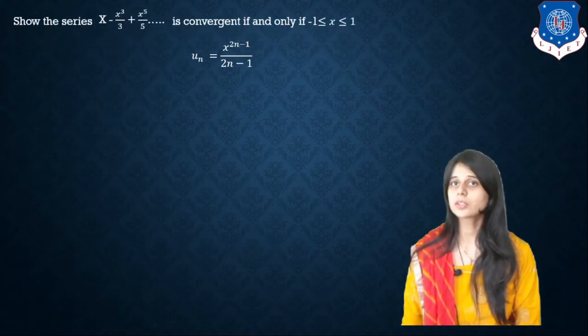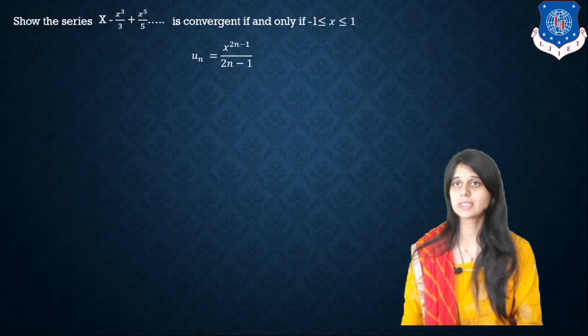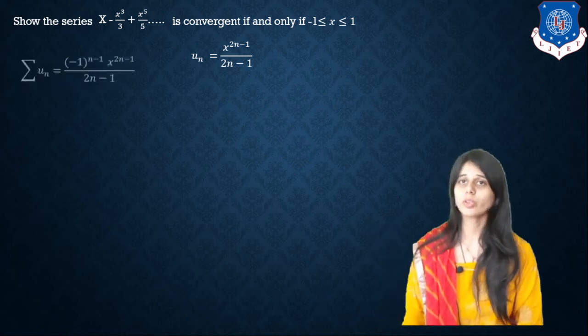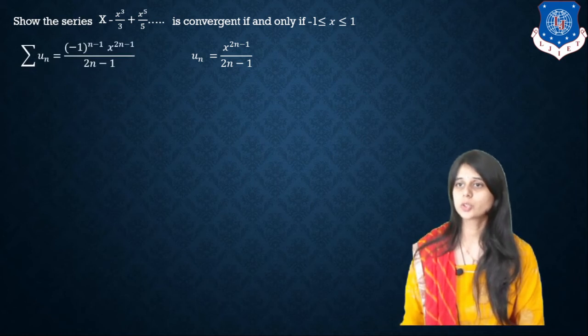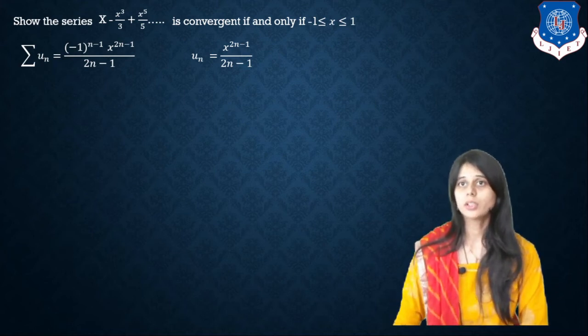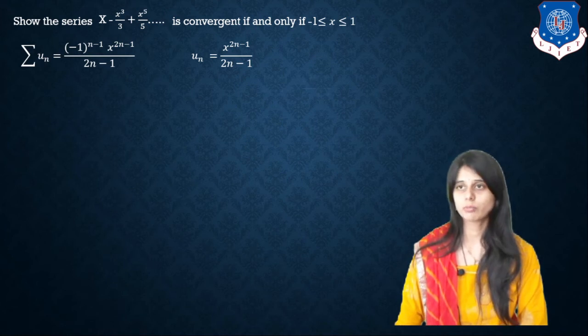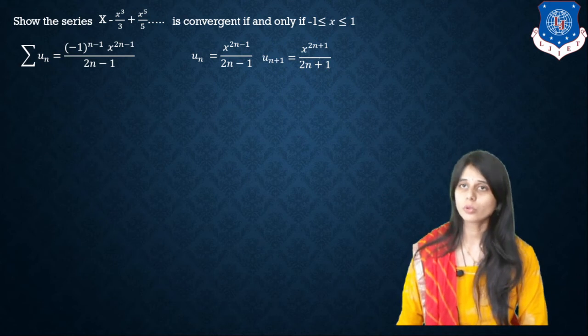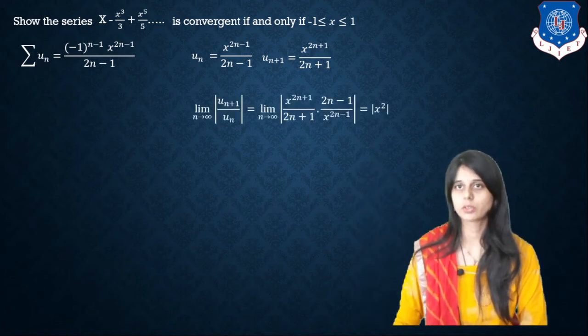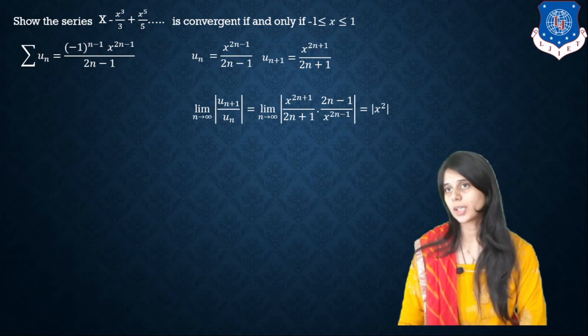Now, the second example: show that this series is convergent if and only if x is in the interval. We take un equal to minus 1 raised to n minus 1, x raised to 2n minus 1 upon 2n minus 1, as the sum of the series. Now un is x raised to 2n minus 1 upon 2n minus 1, because we are taking the absolute value. Due to the ratio test, we take un plus 1 equal to x raised to 2n plus 1 upon 2n plus 1. So applying the ratio test, we get x square.